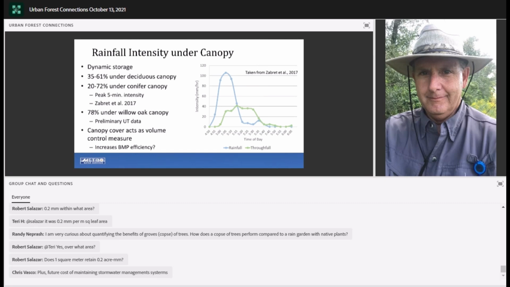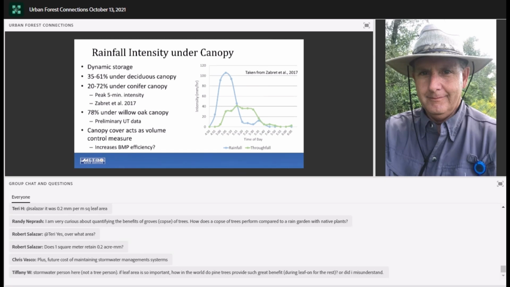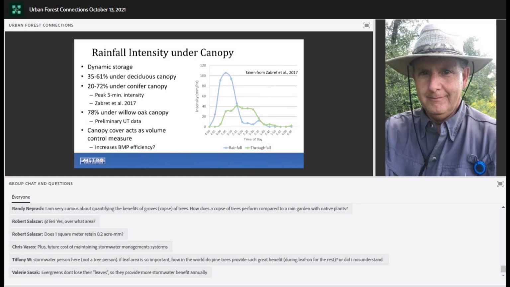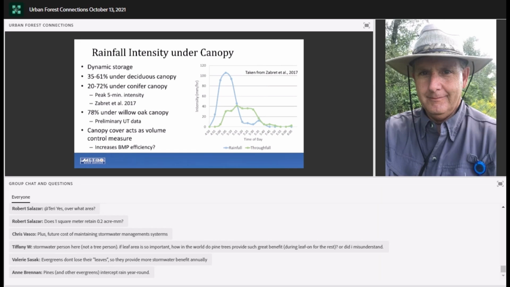As Zabret found, this could be as much as 70% or so. In one particular case, in John Hathaway's work, we found under willow oak that it was almost 80% intensity reduction. But that's preliminary data, and I'm sure that those numbers, they're not as high. But still, it's kind of intuitive. We know that when we're caught in a rainfall event out in nature, the first place we go is under tree canopy cover, because it provides cover for us, some relief. So basically, this canopy cover acts as a volume control measure, and this can help us to increase the efficiency of our stormwater conveyance systems, or even some of those green infrastructure practices.